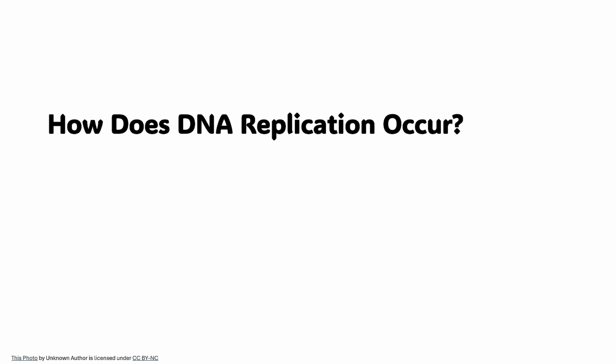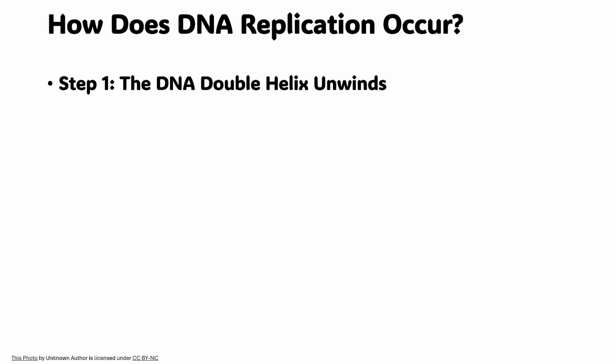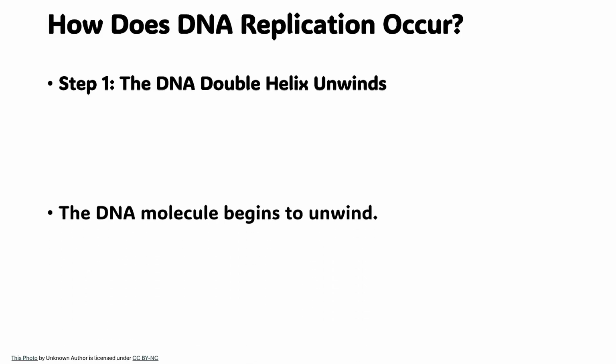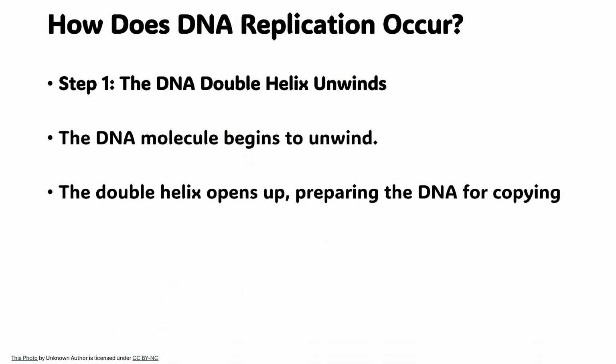How does DNA replication occur? Step 1. The DNA double helix unwinds. The DNA double helix opens up, preparing for DNA copying.